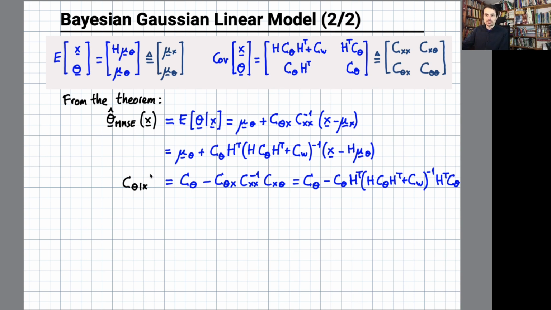Remember that the covariance of the error is just the expectation of this over x, but this doesn't depend on x, and therefore this is also the covariance of the error. Okay.